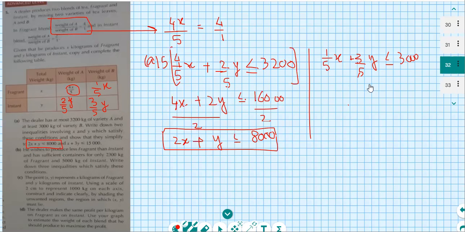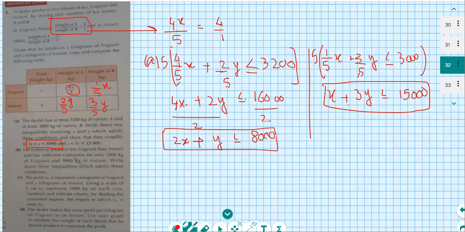Next one, multiply the whole inequality by 5. So 5 cancels, we get x plus 3y, and 5 into 3000 gives you 15,000. So this is the second inequality. So this is part A done.